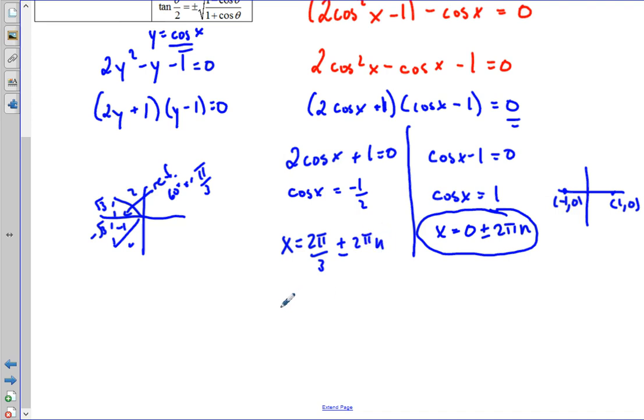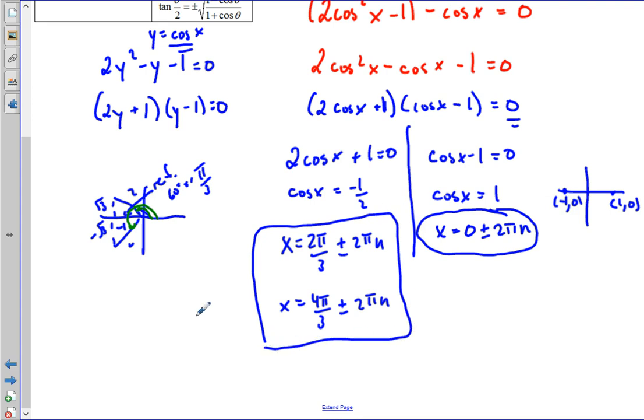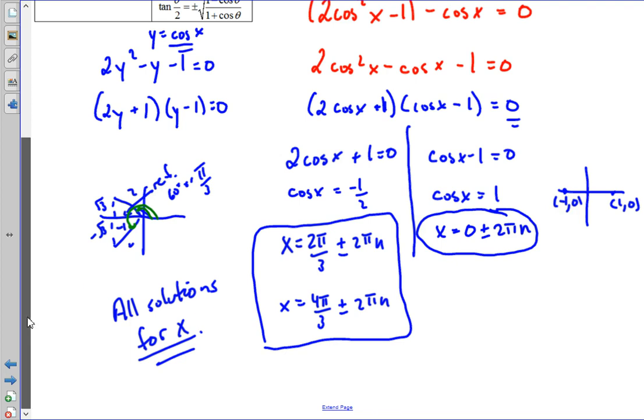And then here we're going to have x equaling third quadrant. So this is our second quadrant, and going all the way around, the other one is going to equal 4 pi over 3 plus or minus 2 pi n. And that is going to be all of our solutions for x. So these are all solutions for x. All right, that's it.